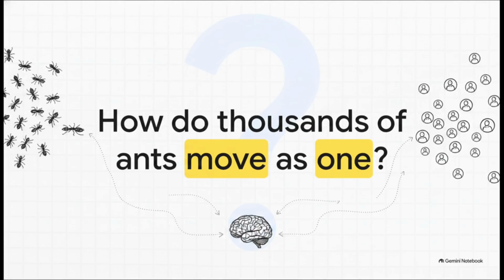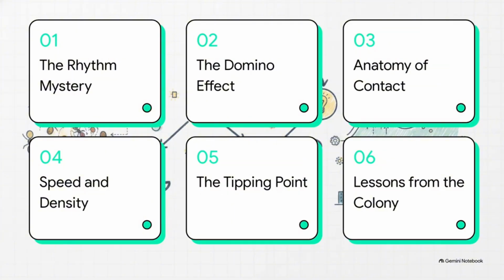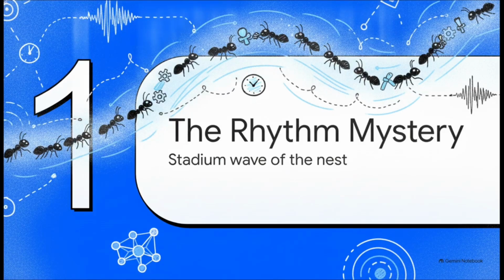To unpack this, we're gonna break the paper down into 6 quick parts. We've got the rhythm mystery, the domino effect, the anatomy of contact, speed and density, the tipping point, and finally, lessons from the colony. All right, part 1, the rhythm mystery, or the stadium wave of the nest.